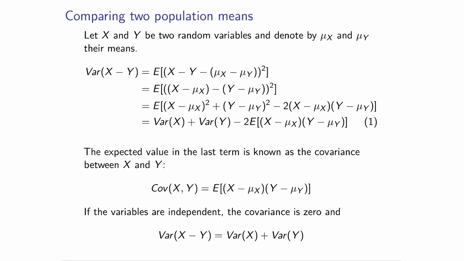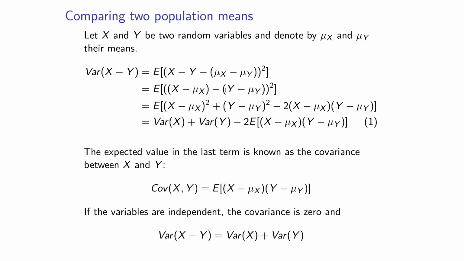Let's prove this. Assume that x and y are two random variables and denote by μx and μy their means. So the variance of x minus y is the expected value of x minus y minus (μx minus μy), which is the mean of x minus y, all squared. Now we can write this as x minus μx minus (y minus μy), and then we square the whole difference.